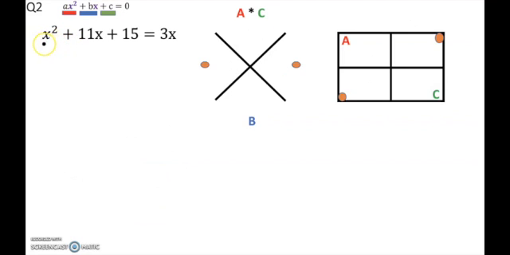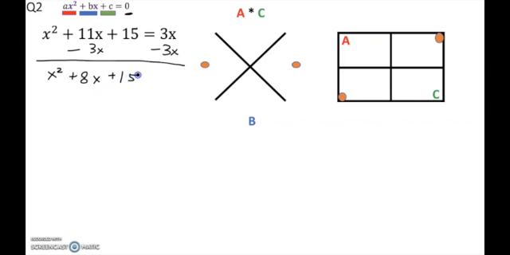In this second equation, we have x squared plus 11x plus 15 is equal to 3x. Notice how it's not equal to 0, so we're going to have to move this 3x term to the left side. So I'm going to subtract 3x from both sides, leaving us with x squared, 11x minus 3x should equal positive 8x, plus 15 is equal to 0. Now we have our a term, our b term, and our c term is equal to 0.